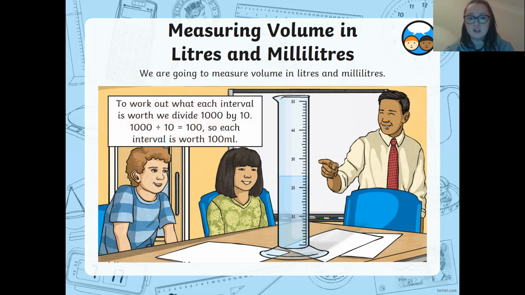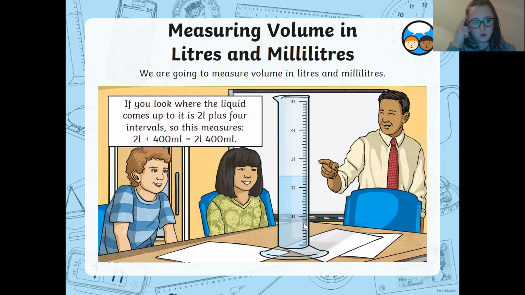To work out what each interval is worth, we divide 1,000 by 10, okay? So there's 1,000 millilitres here, and we're going to divide it by 10. 1,000 divided by 10 equals 100. So each tiny little interval on this line represents 100 millilitres. Keep that in your brain.